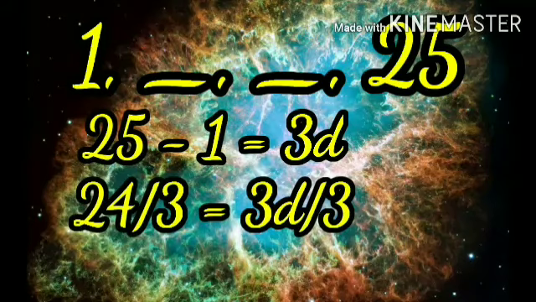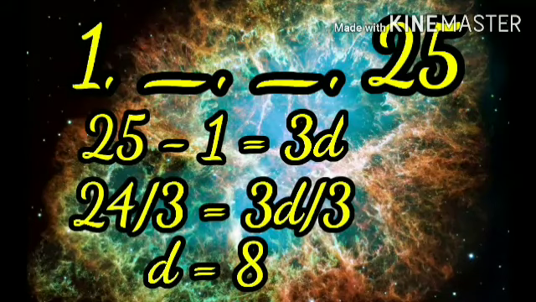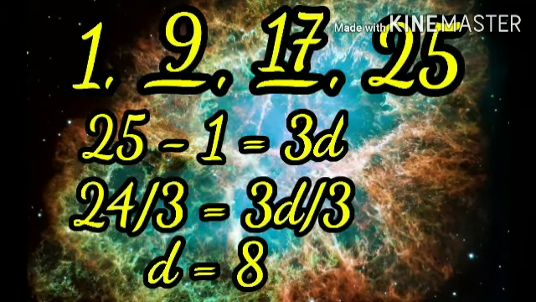Since the common difference is 8, the two arithmetic means between 1 and 25 are 9 and 17.